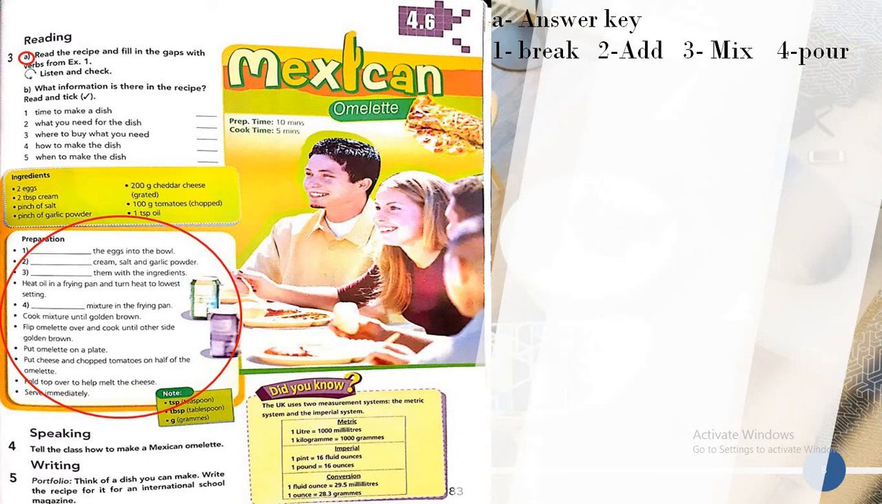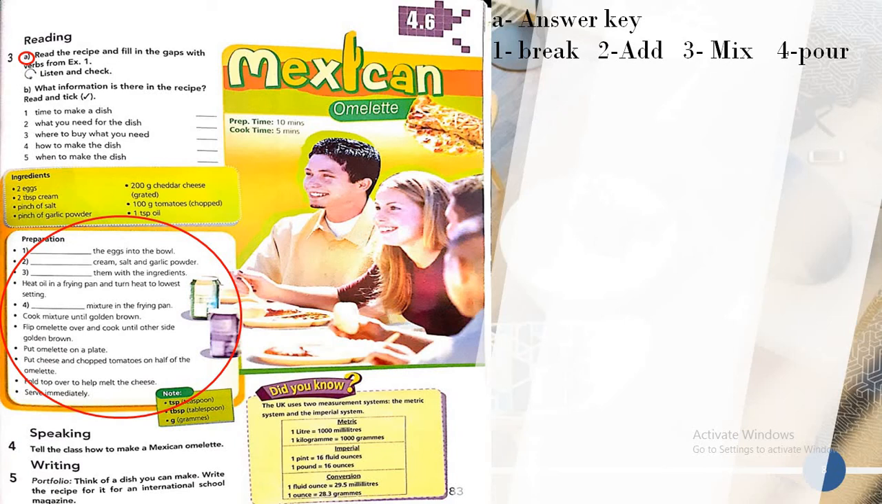Okay, let's move to exercise B. So what information is there in the recipe? Read and check. So we have just to check the information in the recipe. So we have 1, 2, 3, 4, 5 sentences. You have to check the sentences that are mentioned in the recipe.